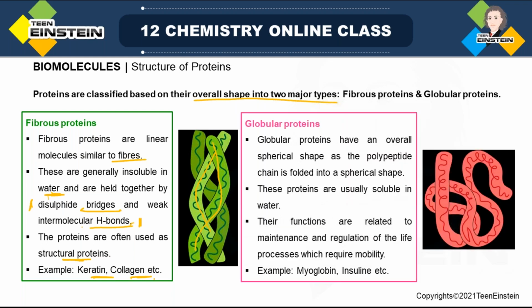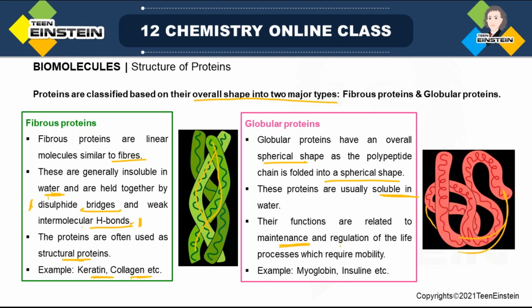When it is globular, the overall shape is spherical. That is why it is globular, because here the polypeptide chains are folded in such a way that ultimately you get a globular or spherical type of structure. One important difference with fibrous is that now they are soluble in water, and their functions are completely different.